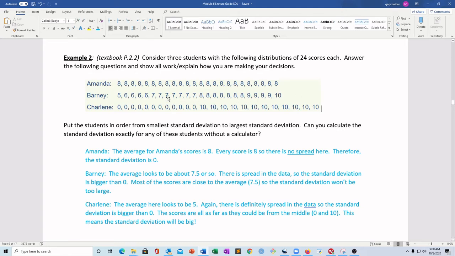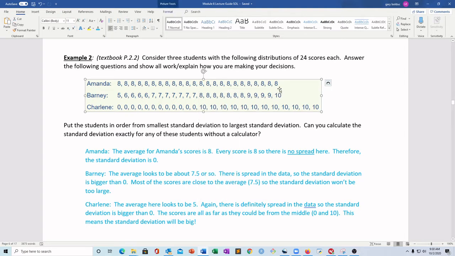So for Barney, you could do the calculation if you want, but we should get a mean of about 7.5. All right, we've got about half of the values lower than 7.5, half of them higher. So we're going to guess that 7.5 is the mean. So then we want to look at, okay, what's the spread like? Well, 8 is pretty close to 7.5, so not much spread there. So all these values really aren't giving you too much spread, so that's not going to make the standard deviation get too big. 9 is really not that far from 7.5 either.